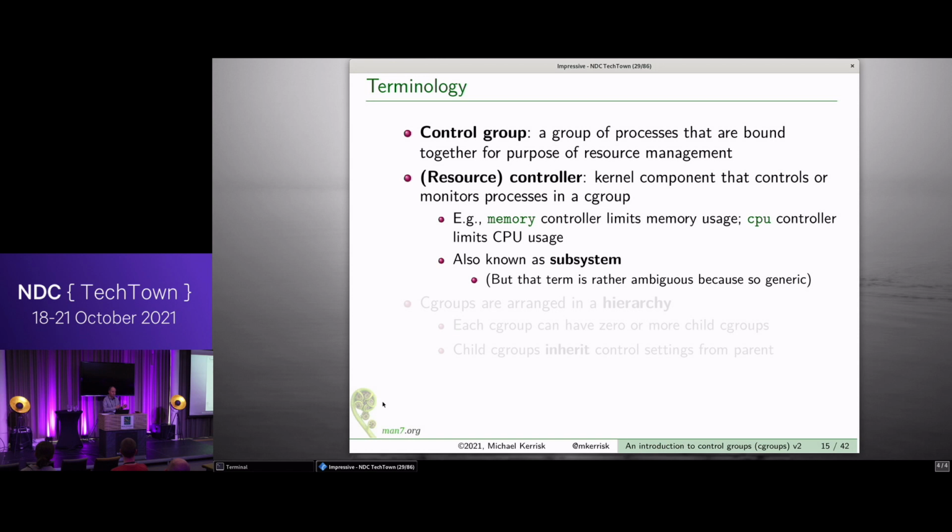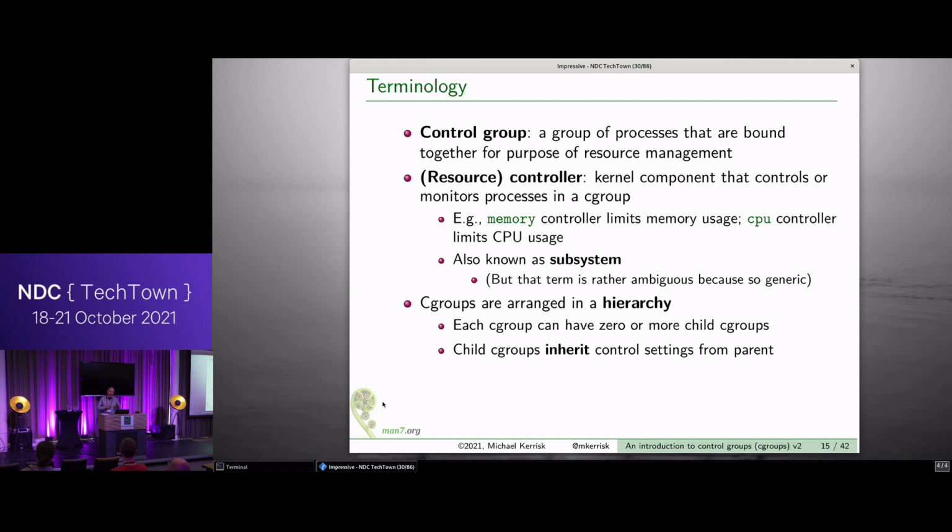And the point about these cgroups, they are arranged in a hierarchy. Each cgroup can have child cgroups, which have child cgroups, and this hierarchy is meaningful so that, for instance, if you impose a limit on a high-level cgroup, that limit applies to the lower-level cgroups as well.